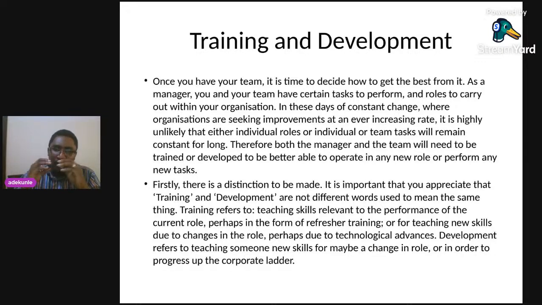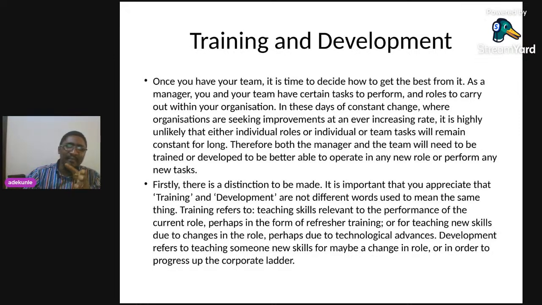Development refers to teaching someone a new skill, maybe for a change in role, or in order for them to progress up the upper echelon. Training is teaching them skills, maybe a new skill. This one is developing them to go up. So these are the differences between training and development. This is the definition of training, and that's the definition of development.